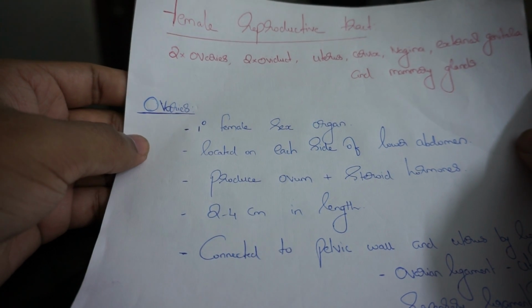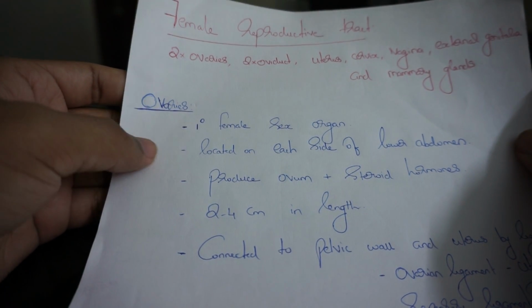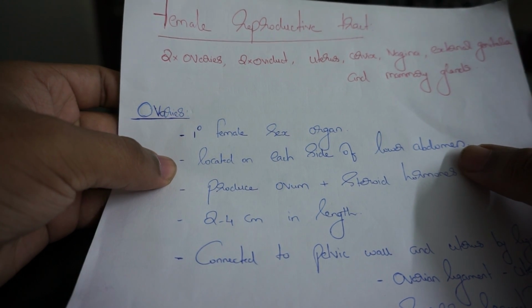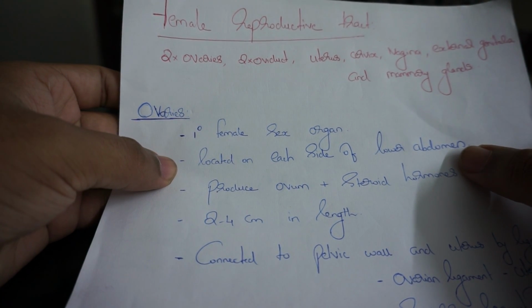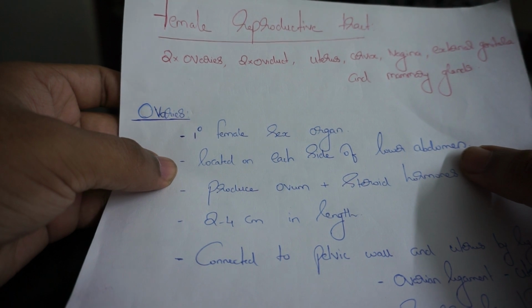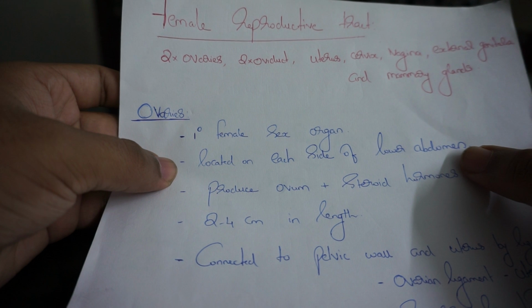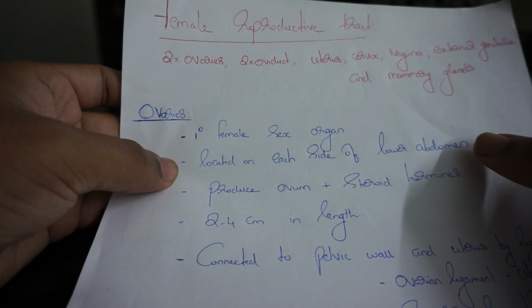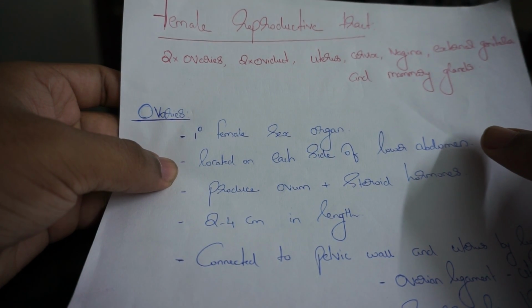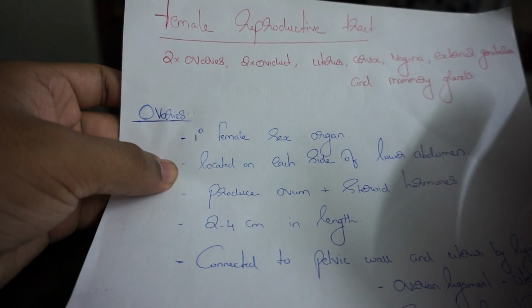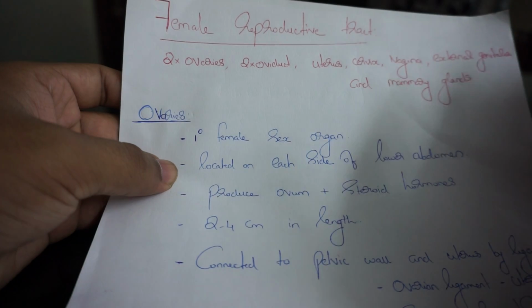The ovary is the primary female sex organ, which is located on each side of the lower abdomen, that is, on each side of your peritoneum. The function of ovaries is to produce ovum as well as steroid hormones. The ovary is 2 to 4 centimeter in length. The ovary is connected to the pelvic wall as well as to the uterus by means of ligaments.